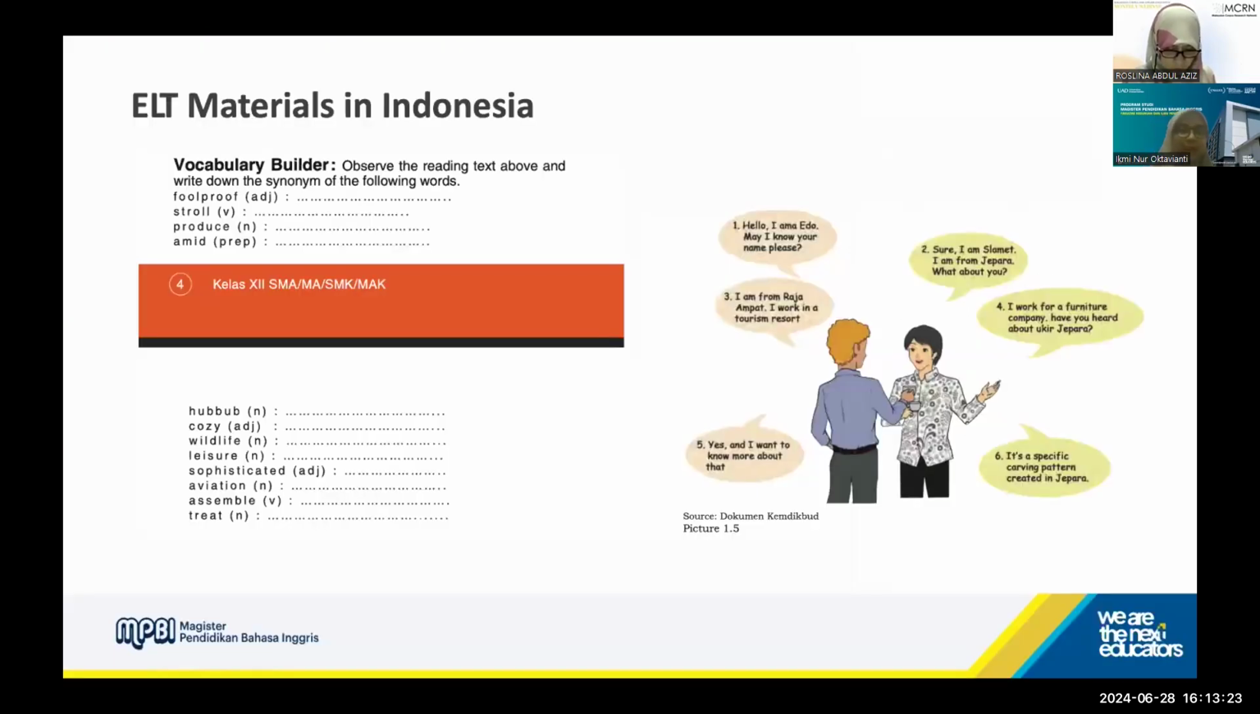And also about ELT in the Indonesian context. These are some examples of ELT materials in our country. These ones are taken from one of the textbooks published by the ministry. So we can already tell that the designers are of course not native speakers. We have the vocabulary builder there.